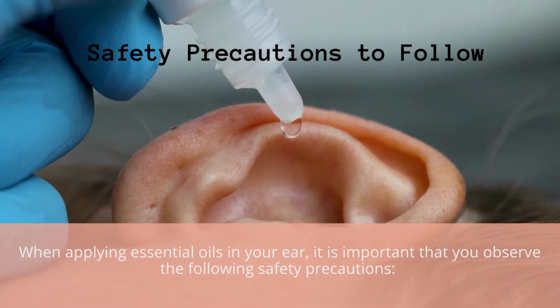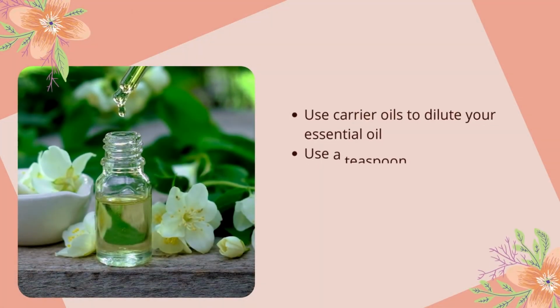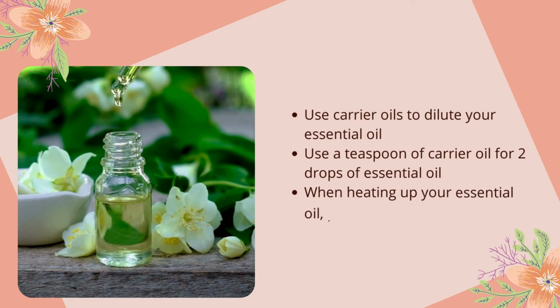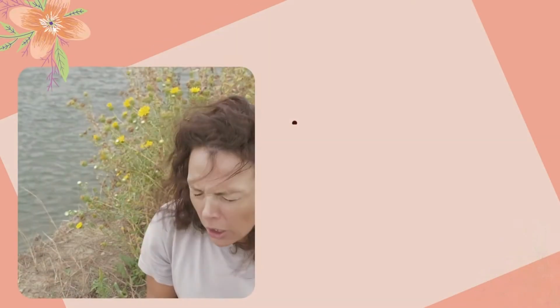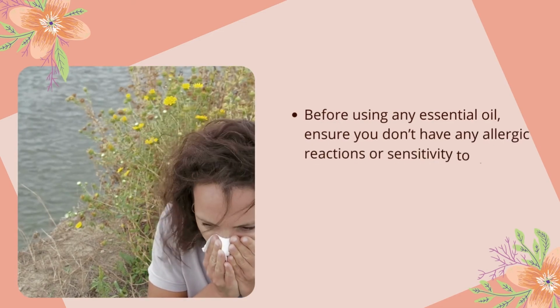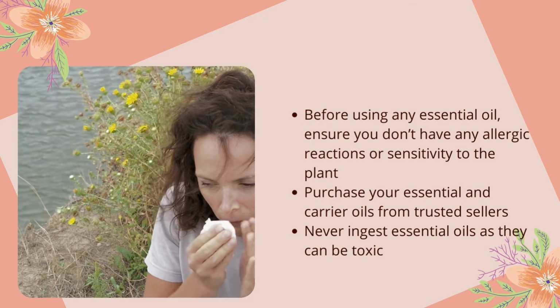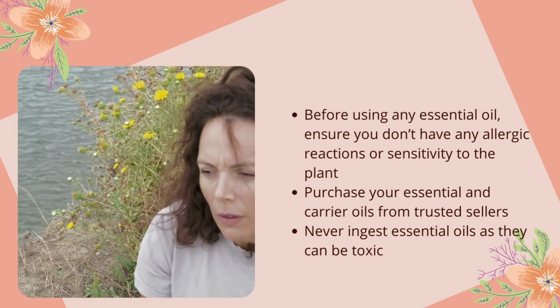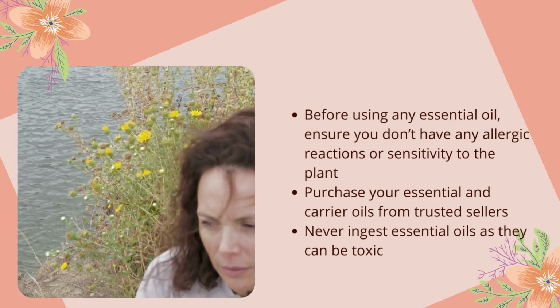Safety precautions to follow. When applying essential oils in your ear, it is important that you observe the following safety precautions. Use carrier oils to dilute your essential oil. Use a teaspoon of carrier oil for 2 drops of essential oil. When heating up your essential oil, it is advisable not to allow it to get too hot. Before using any essential oil, ensure you don't have any allergic reactions or sensitivity to the plant. Purchase your essential and carrier oils from trusted sellers. Never ingest essential oils as they can be toxic.